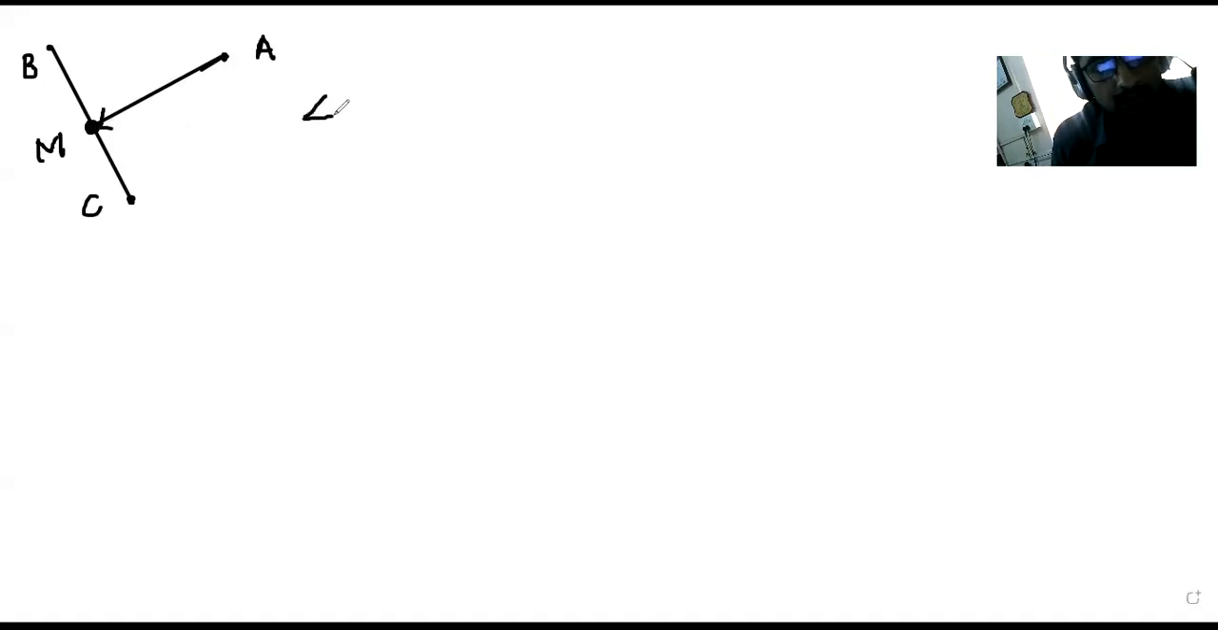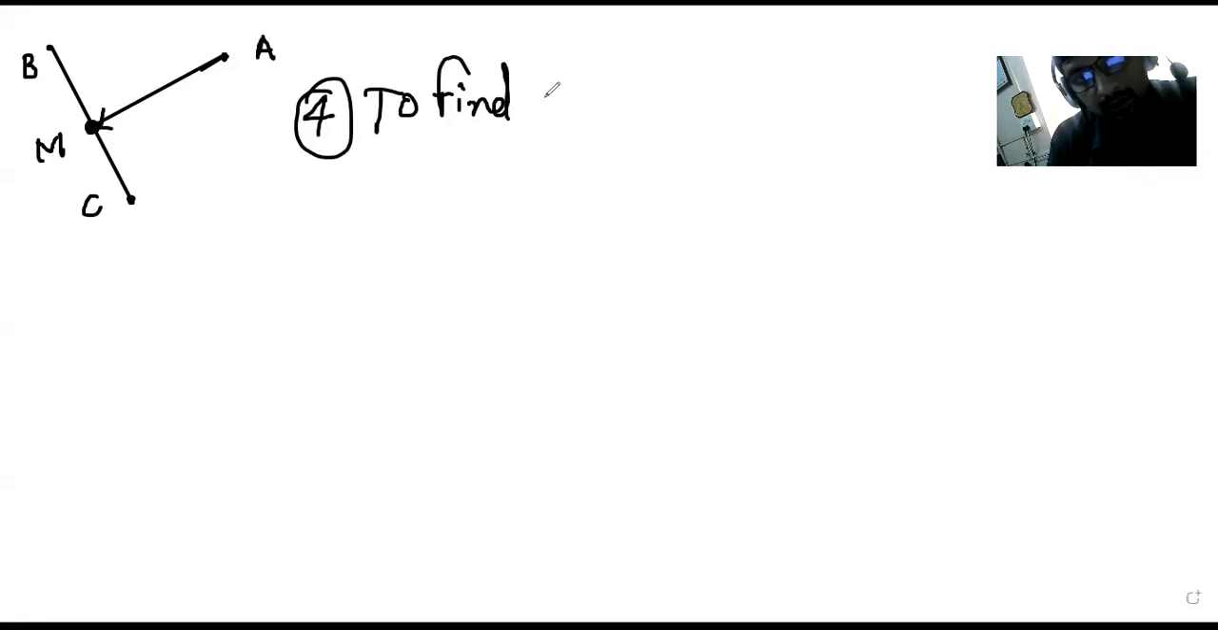So your fourth task is to find AM bar. You have to find AM bar. Now in earlier cases, we have seen that when two endpoints, the starting point and end point, are defined, we can easily find out a vector, magnitude, unit vector, etc. But here the coordinates of point M are not known. So how to find out the coordinates of point M?